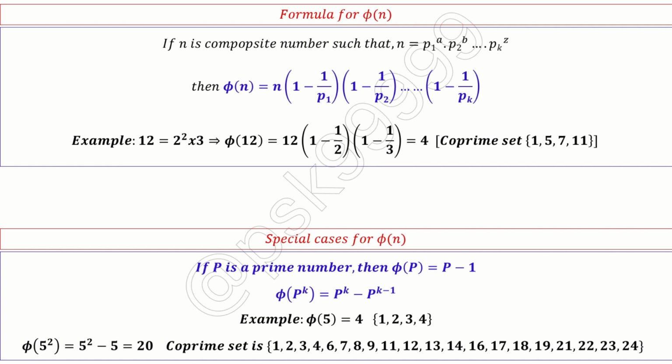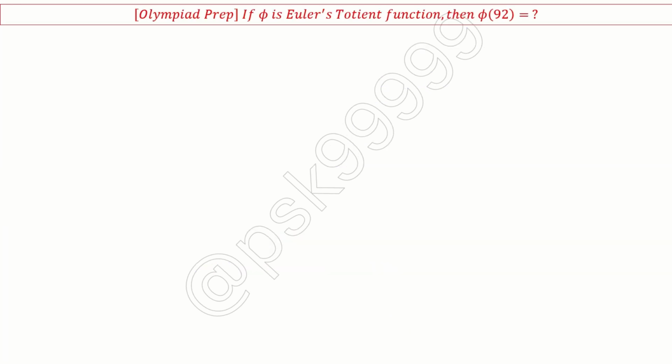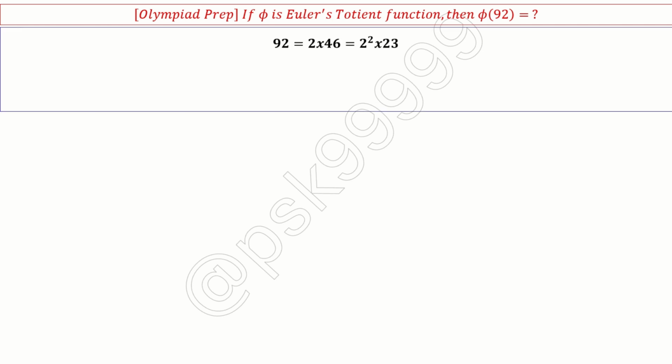Let's do some simple questions and then solve some important questions. If phi is the Euler's Totient function, then what is phi of 92? So 92, write it in prime factor method first. 2 into 46, which is nothing but 2 square into 23. So now phi of 92 is nothing but 92 into 1 minus 1 by 2 into 1 minus 1 by 23, which is 2 into 22. 2 into 22, that is nothing but 44. There are 44 co-primes in 92. If you start listing them one by one, then you know how much time it takes, right? So this is the useful method.